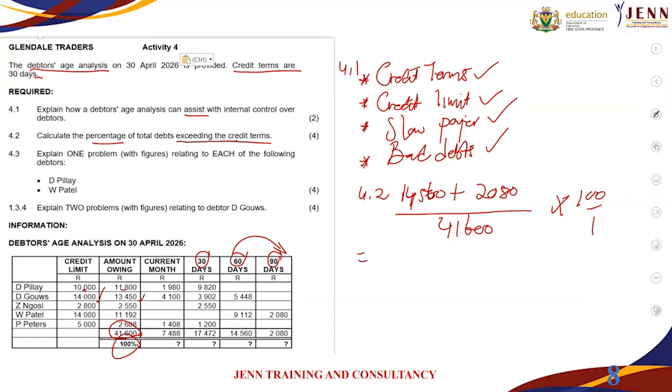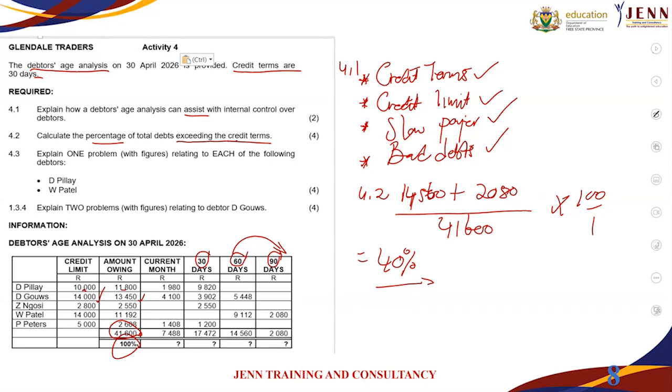Can you do the calculation and give us the answer? How much percentage of debtors have exceeded their credit terms? Any school? Ikaelelo? 40%. Ikaelelo says 40%. Any school who disagrees with Ikaelelo or agrees with Ikaelelo? Samuel Johnson, do you agree with Ikaelelo or disagree? Do you agree or disagree? Samuel? Any school?